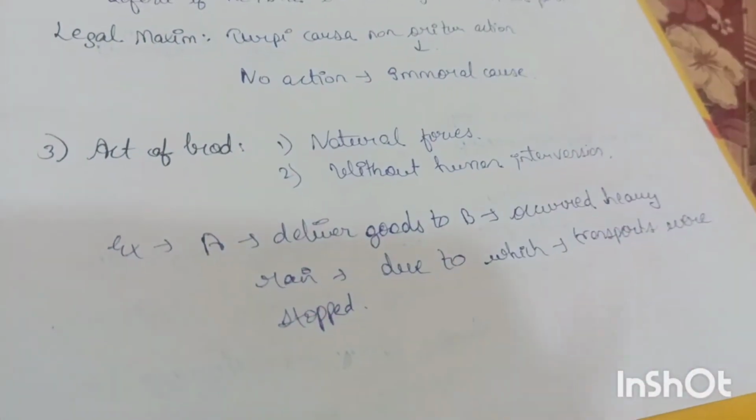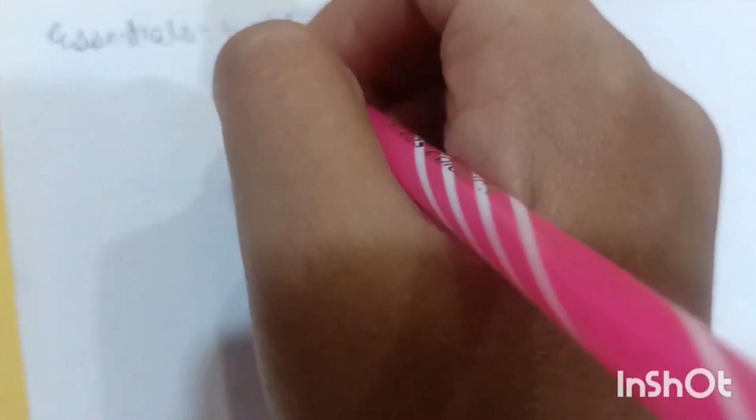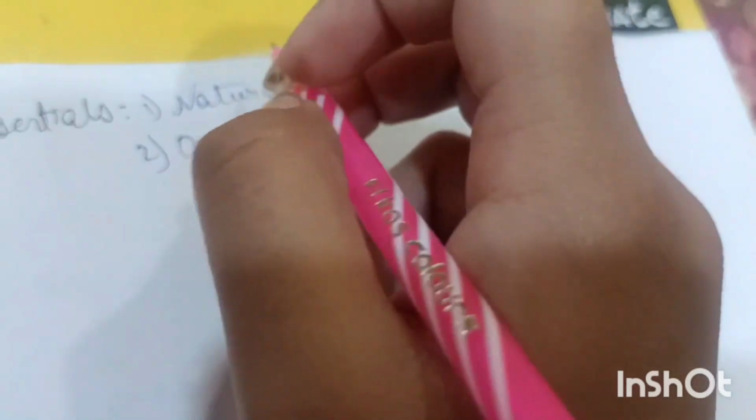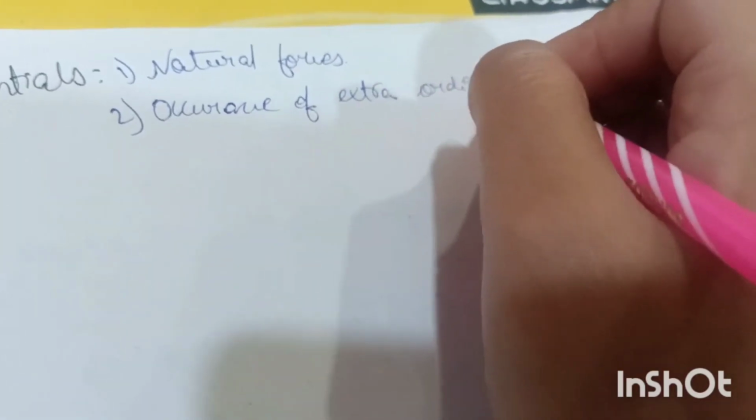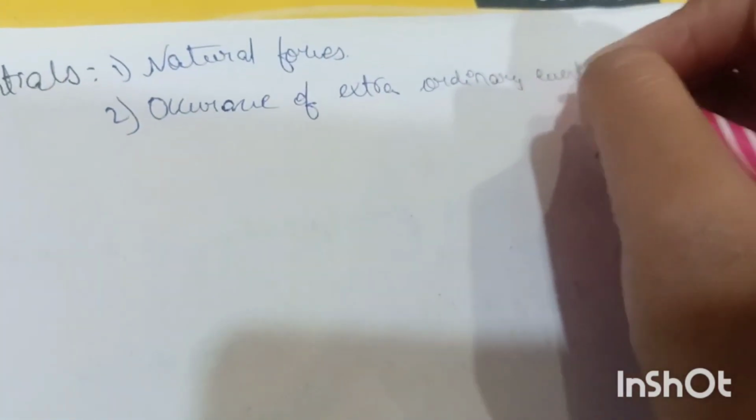So now let's see what are the essentials in this case. Essentials. So the first one is natural force. And the second one is occurrence of extraordinary event. And the third one is cannot be anticipated.